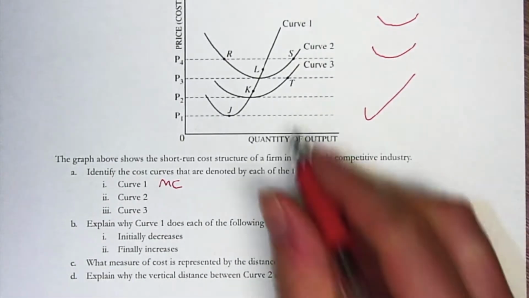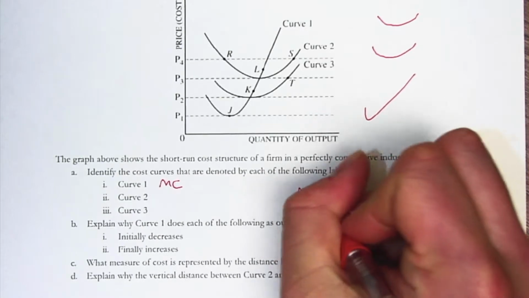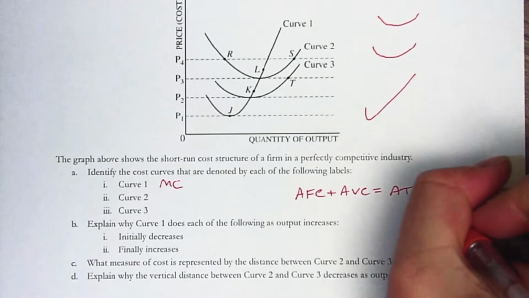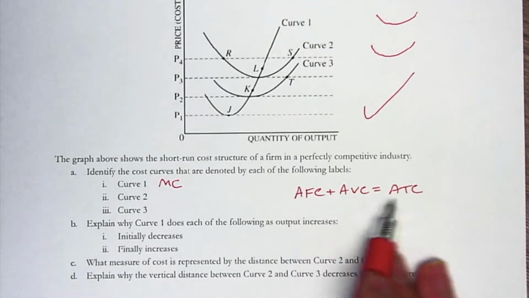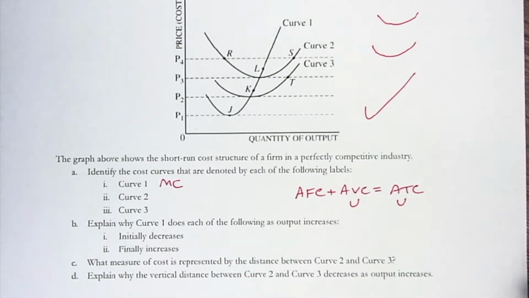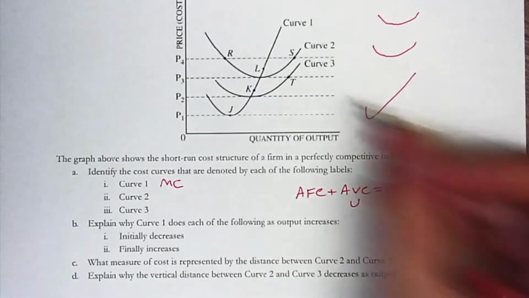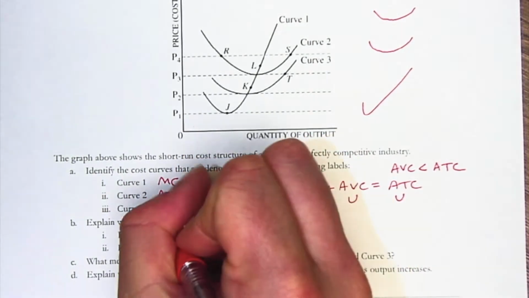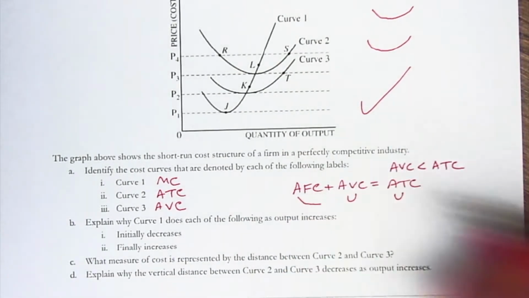But in our learning about this, we learned that AFC plus AVC equals ATC. Right? That's kind of a truism here. So we know that average variable cost is less than ATC, and both are U-shaped. So AVC always has to be less than ATC. So Curve 2 has to be ATC, and Curve 3 has to be AVC. And it can't be FC because the FC curve is kind of an L shape.